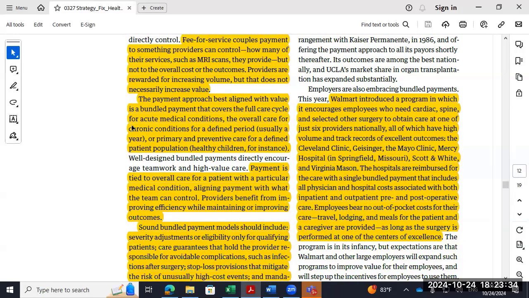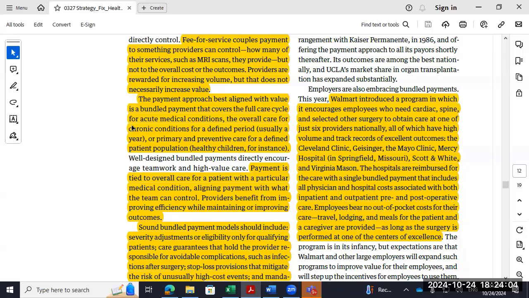The payment approach best. So here you go. I think this might be the craziest part of it. It sounds really great if they could get it to work. The payment approach best aligned with value is bundled payments that cover the life cycle for acute medical conditions, the overall care for chronic conditions for a defined period, or primary and preventive care for a defined patient population, healthy children, for instance. So it's essentially incentivizing them for the outcomes, not for the volume.